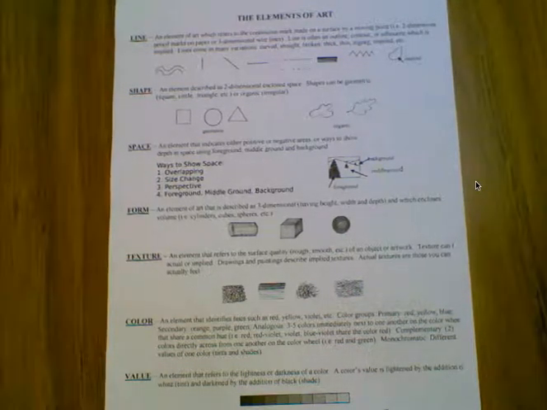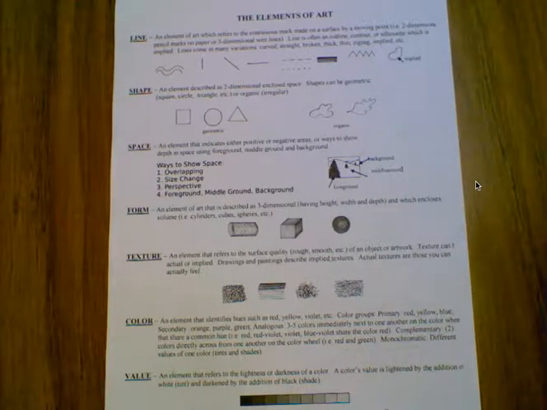Today we're going to start learning about the elements of art. You should have learned about these when you were in elementary school, but they are line, shape, space, form, texture, color, and value. So throughout this year we will go over and learn about these. But today we're going to talk about the element of art, color, first.